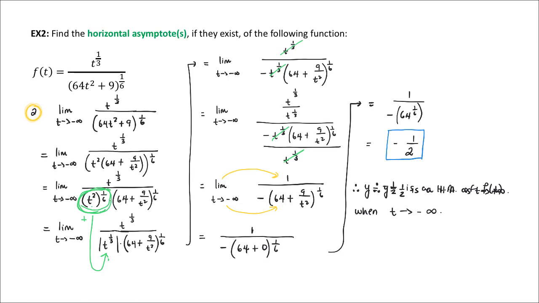So we have two horizontal asymptotes essentially. This is what is happening here. I have a horizontal asymptote at y equals 1/2, and this graph will have a horizontal asymptote at y equals negative 1/2. How lovely.